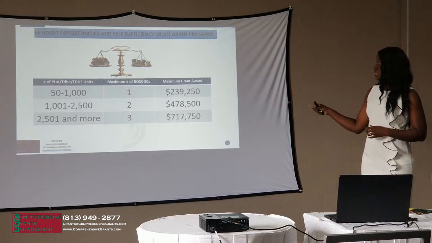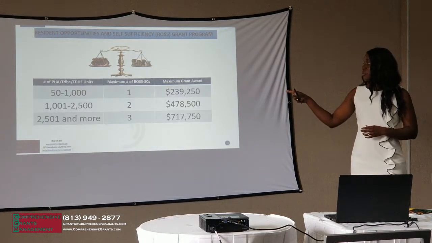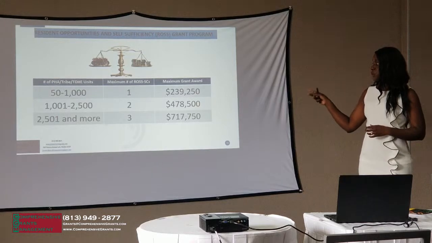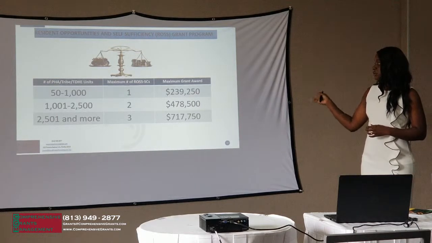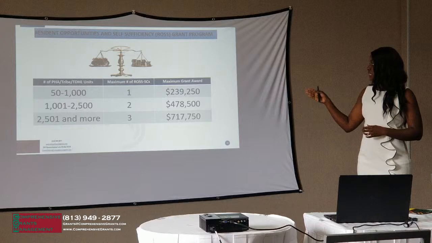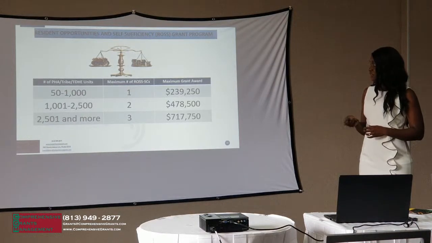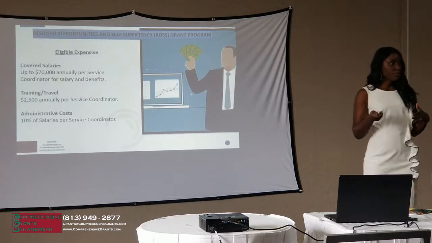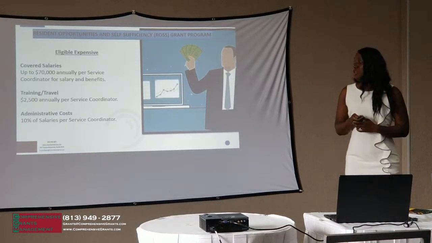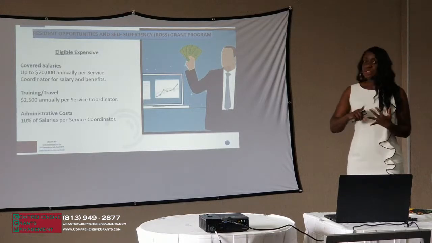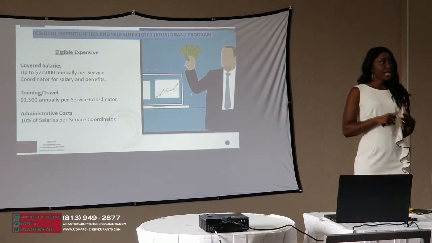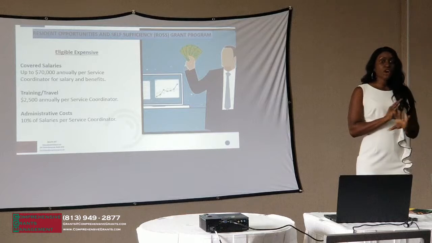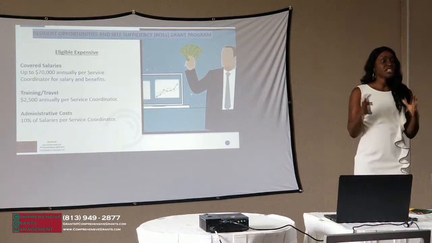It just doubles each time. And then if you have 2,500 or more units, then you qualify for $717,750. So how is this really broken down, right? They will allow you salaries, training and travel, and administrative costs.